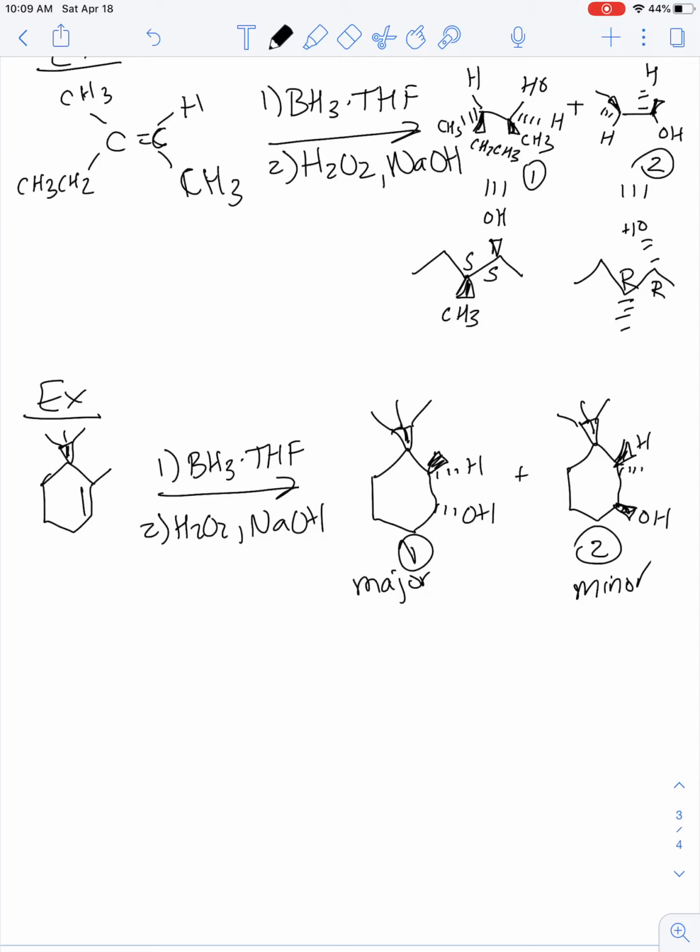So the reason that number 1 would be our major product, because you have to think when that BH2 is adding, it's going to add preferentially to the face opposite of that bulky tert-butyl group. So again, in the second step, remember that that OH is just going to replace that boron. And when we think about stereochemistry, we're just going to have retention of that stereochemistry.